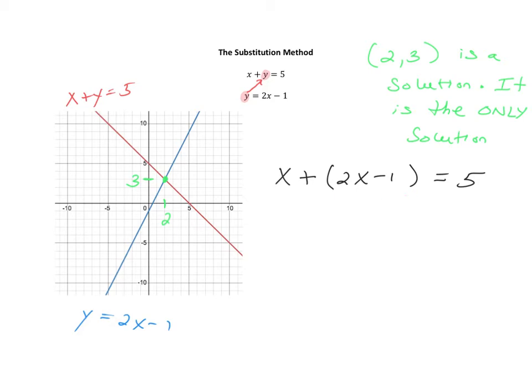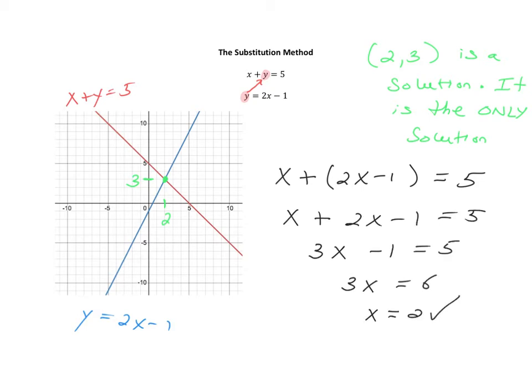I don't need those parentheses, so I can just write this as x plus 2x minus 1 is 5. On the left, I can combine variables. x plus 2x is 3x. If I add 1 to both sides of the equation, I get that 3x is equal to 6. And if I divide both sides by 3, we get x is equal to 2, which, by the way, is the x value. We don't have any other x value.